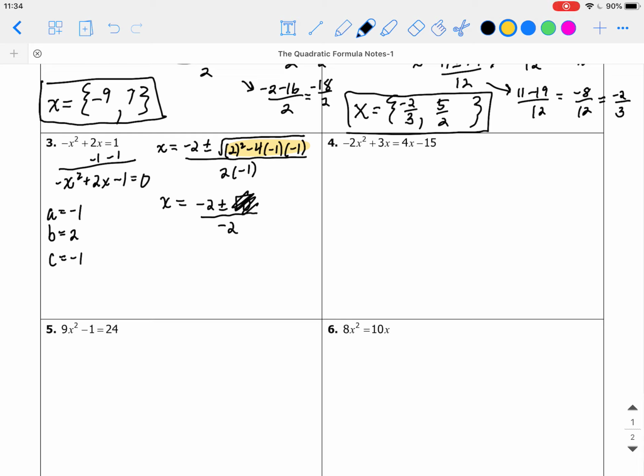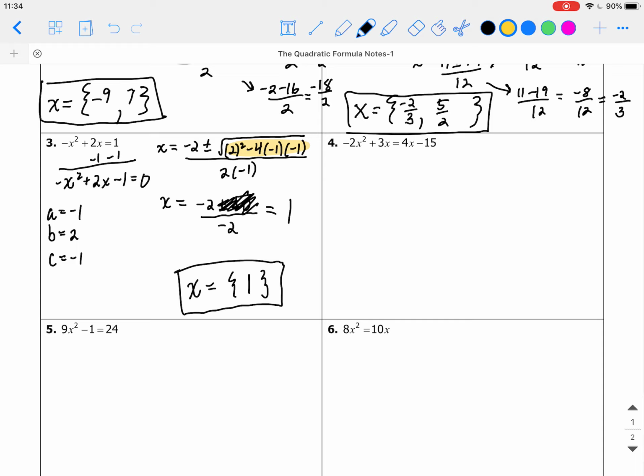So what I really have, and do I have plus or minus anything? No, because this is all 0, right? So really what I have is negative 2 over negative 2. What is the same number over the same number? Well, that's always 1. So we only have one answer for this one. And it just happens to be 1.